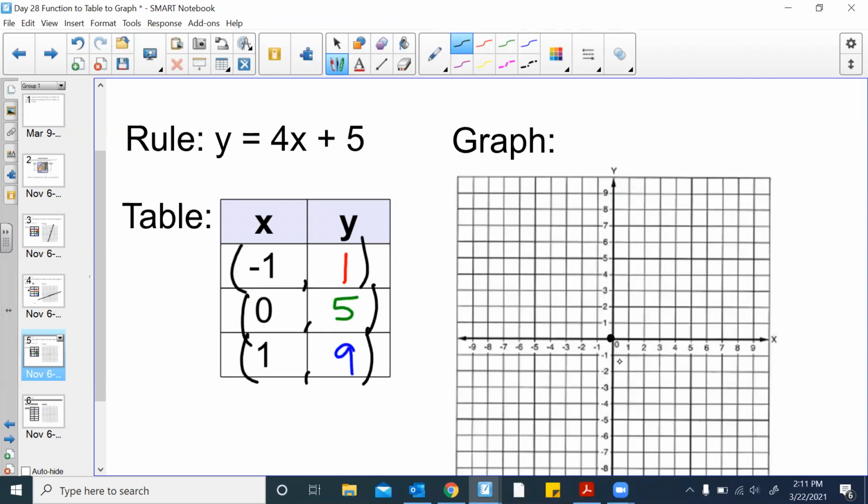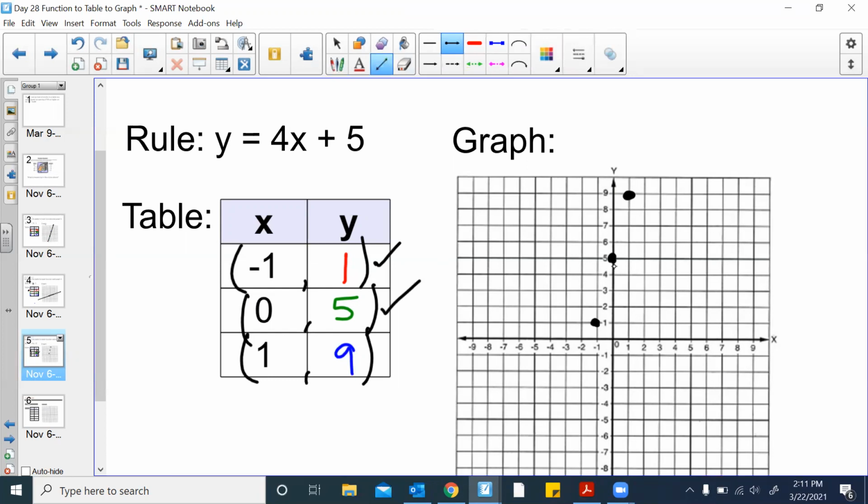But I know I'm going to start at the origin, and I'm going to come to the left once because my x is -1. And then I'm going to go up 1 because my y was 1. So now I have checked off this point and just plotted. My x is 0. I start at the origin. I do not go left or right, but I am going to go up 1, 2, 3, 4, and 5. And my second point is plotted. And lastly, my third point, I start at the origin. I come to the right once because my x is positive. And I'm going to go up 9.